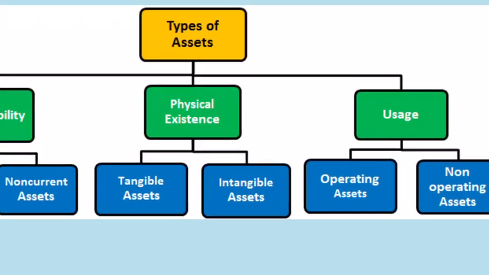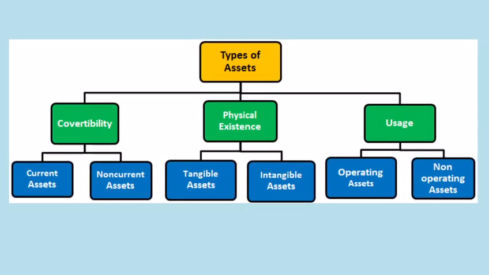Assets can be further classified into various heads. We will be using all these subheads and terminology while describing the various transactions which we need to record. There are 3 bases on which assets can be classified: on the basis of convertibility, on the basis of physical existence, and on the basis of usage. On the basis of convertibility, assets can be classified as current assets and non-current assets. On the basis of physical existence, we can have tangible assets or intangible assets. On the basis of use, we can classify assets as operating assets or non-operating assets.